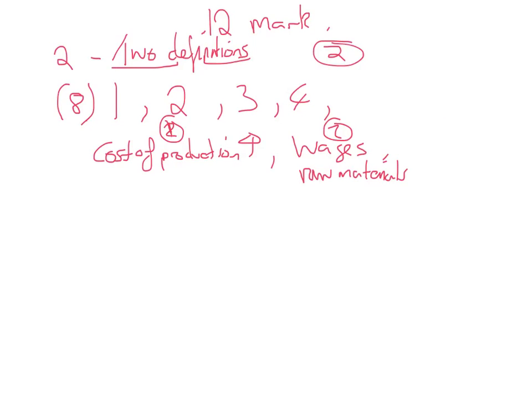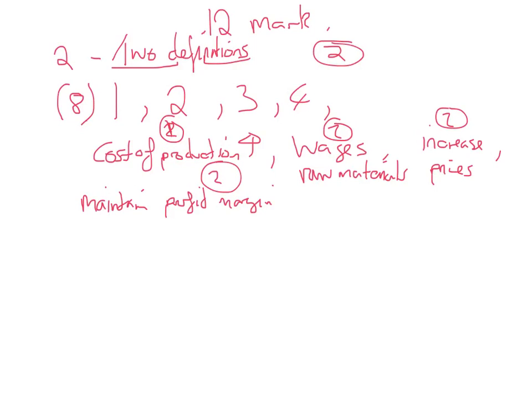Okay, because of this, firms therefore have to increase their prices. So that's another 2 marks. And why do they do this? To maintain profit margin. And therefore I've got another 2 marks. So by doing that, I've gone through 4 links in the chain, so I'll get my 8 marks.